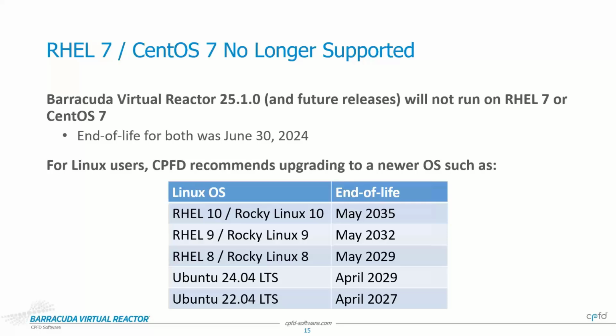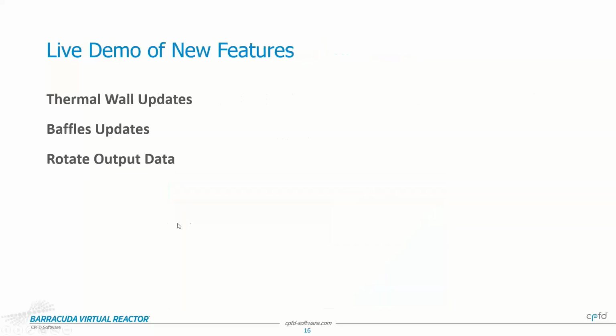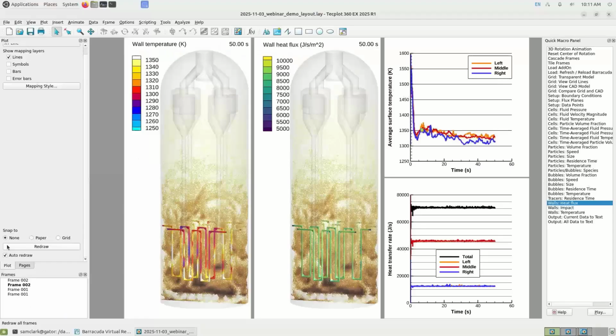Okay, now I think we will switch gears to the live demo portion. So here I'll show a Linux system where we have a few of these cases set up. The first thing that we'll show is the ability to specify heat transfer rate and heat transfer flux.